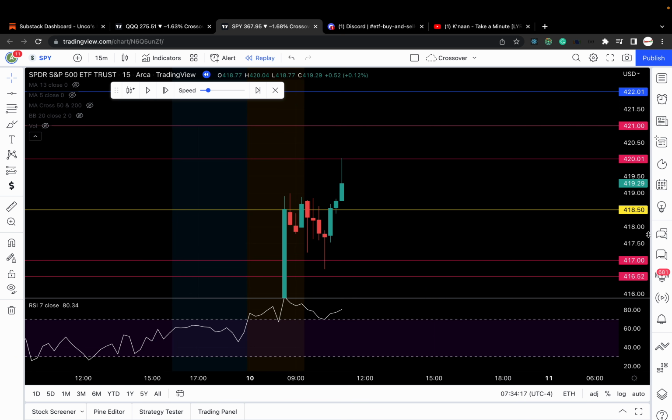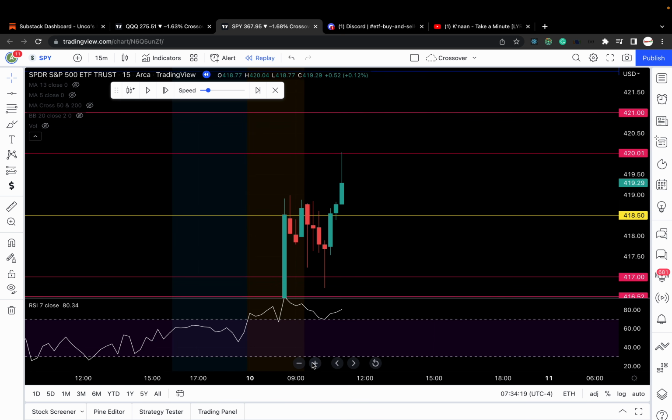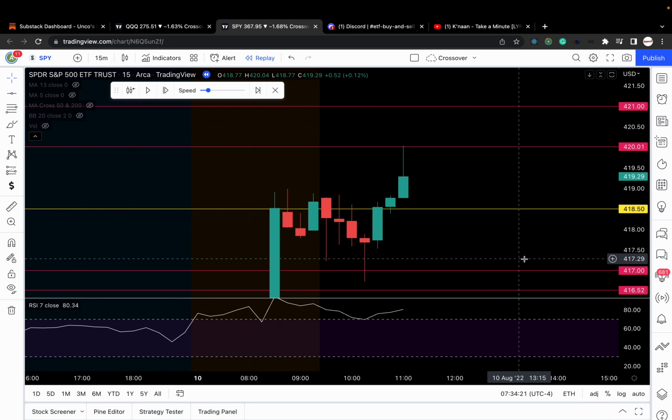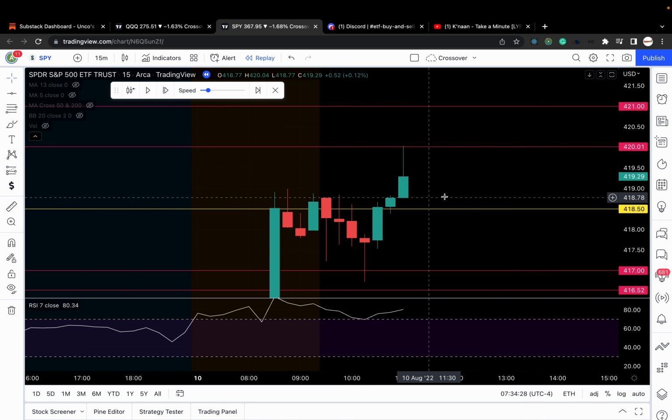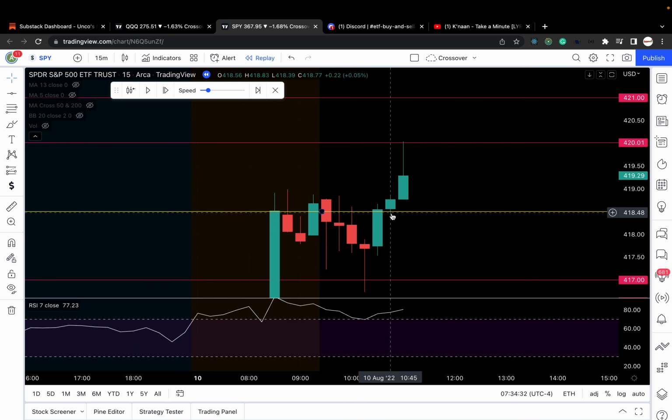This is where a lot of people get confused sometimes. Look at this. This is a 15-minute candle right here. You notice on that low, the low is 418.39. But I have my support at 418.5. But look at where it closed. Did this candle close below 418.5? It did not. Therefore, it did not lose the support.